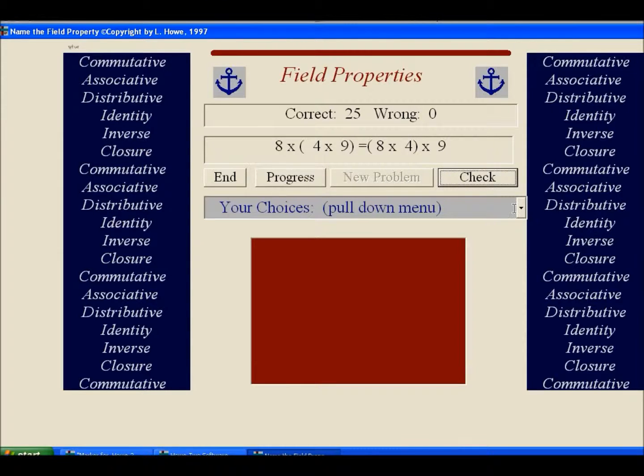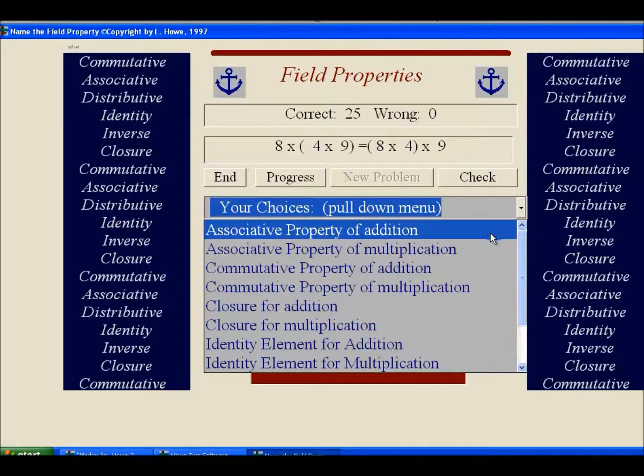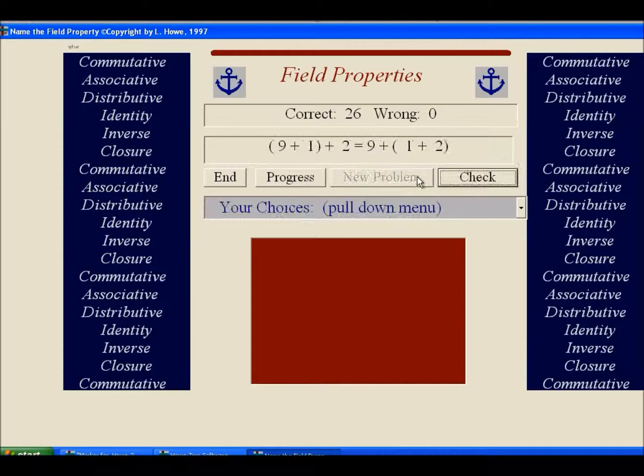Distributive. I guess I better tell you what those other ones are, because it doesn't look like we're going to get this. This is the associative property for multiplication. Once more into the breach. It's associative for addition.